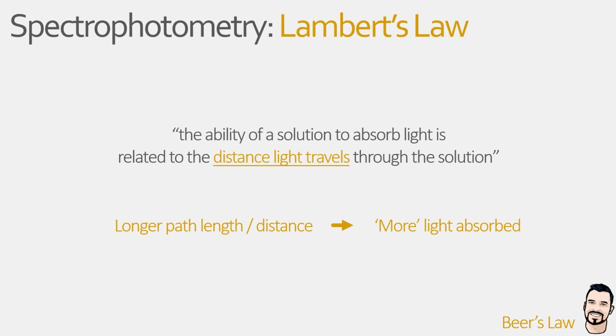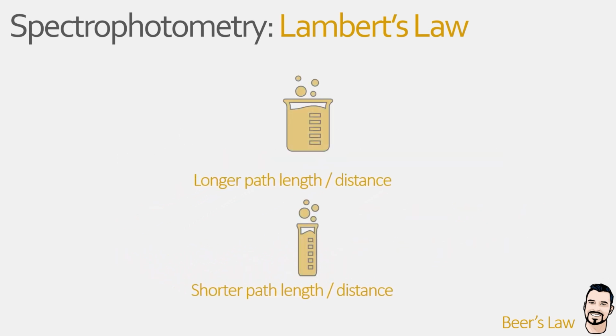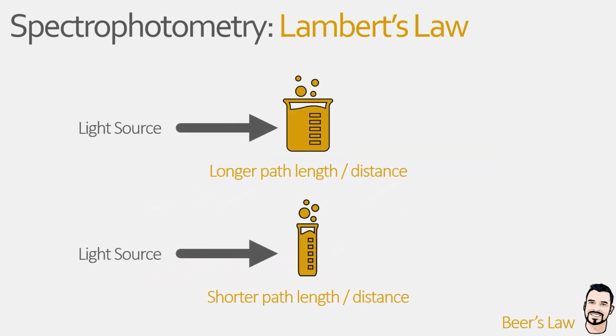Whilst on the flip side, if light travels a shorter distance through the solution, then it will interact with fewer solutes in the solution and therefore less light will be absorbed. And so to see this visually, here we have a light source shining through two different solutions. One solution is in a wide beaker and therefore as light passes through the solution in the beaker, it interacts with more solutes before reaching the other side, meaning less light passes through the solution, resulting in less light being detected on the other side.